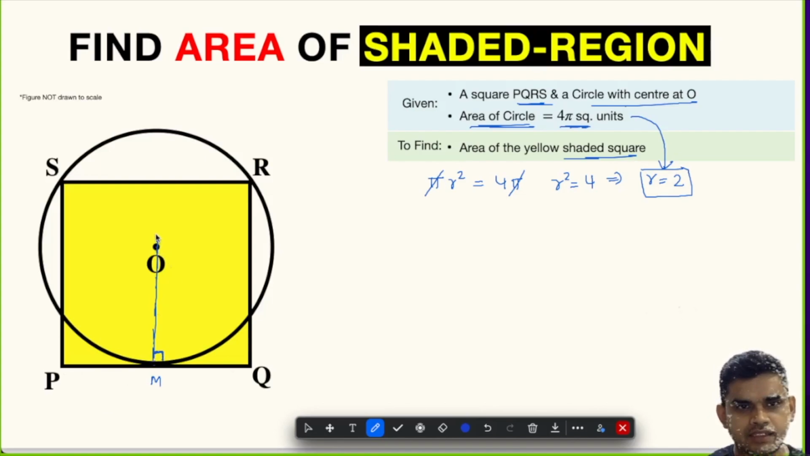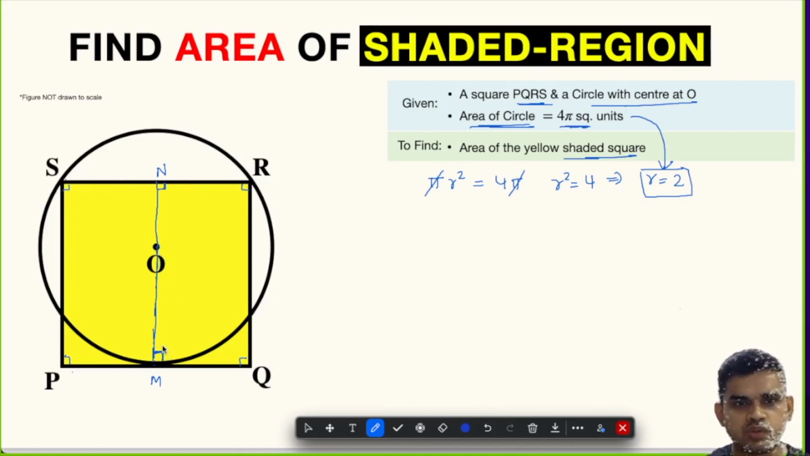Now if we extend this, it will also be perpendicular to this chord SR, because PQRS is a square, so each interior angle is 90 degrees. So PQ will be parallel to SR. So if OM is perpendicular to PQ, and we extend this, let this point be N, then ON will also be perpendicular to SR.